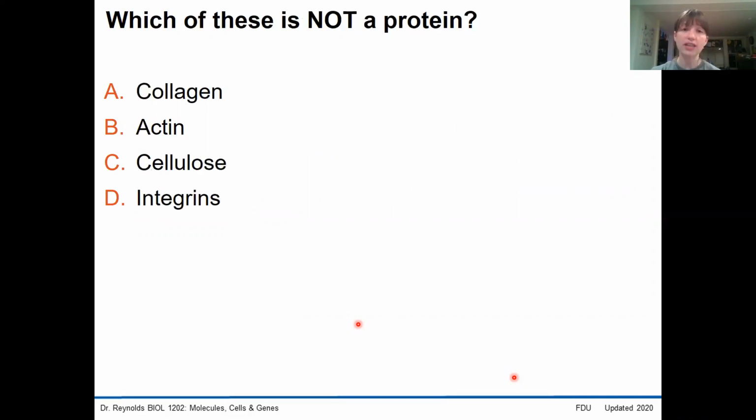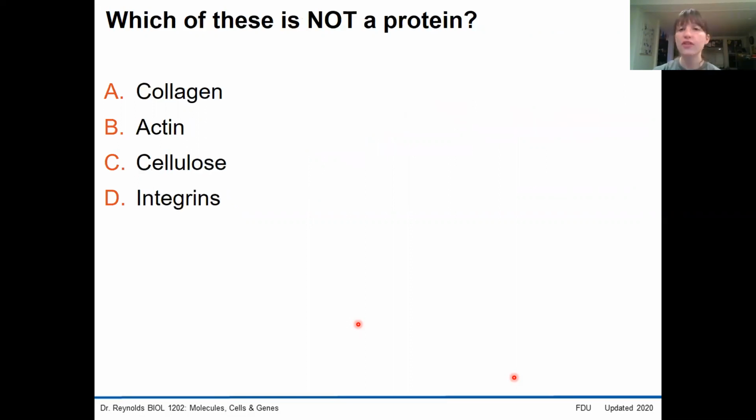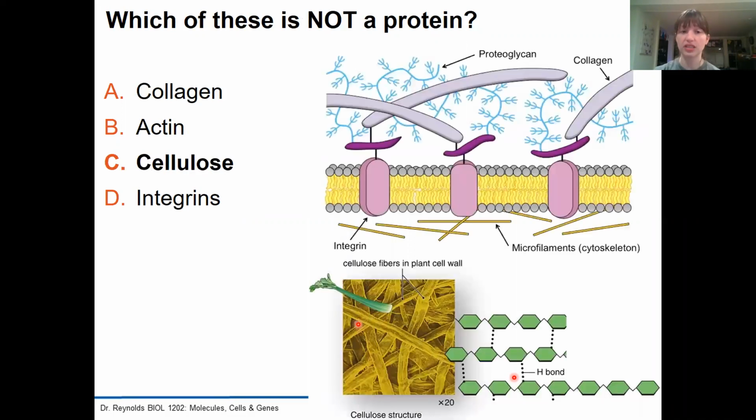One example that demonstrates this importance is that the polymerization of these microfilaments gives rise to the ability for some cells to move via pseudopodia. Which of the following is not a protein? Even if you didn't know this, each one of these, A, B, and D, was a protein. Hopefully you know that cellulose is made of carbohydrates.